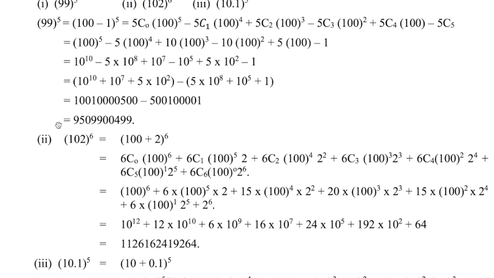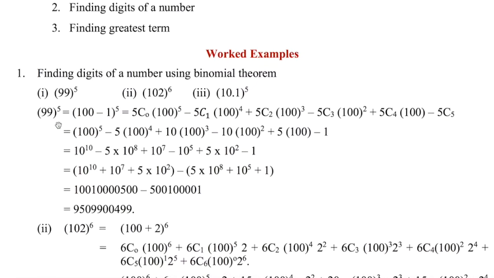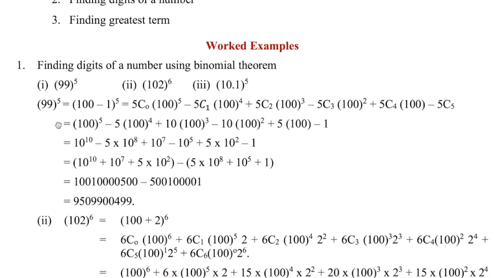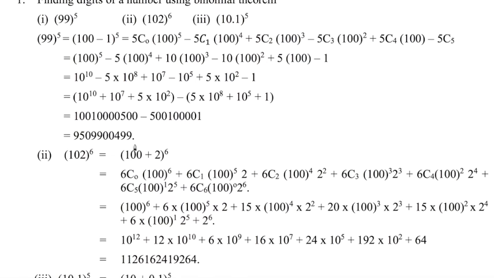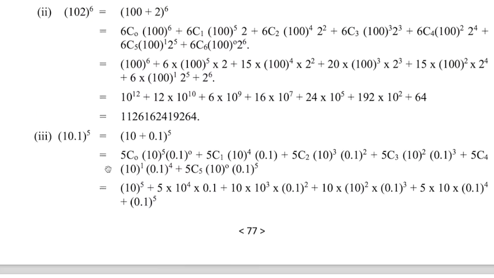Finding digits of a number using the binomial theorem. 99 whole power 5 can be found out using the binomial theorem, right? In a similar way, x plus a whole power n, that formula only.